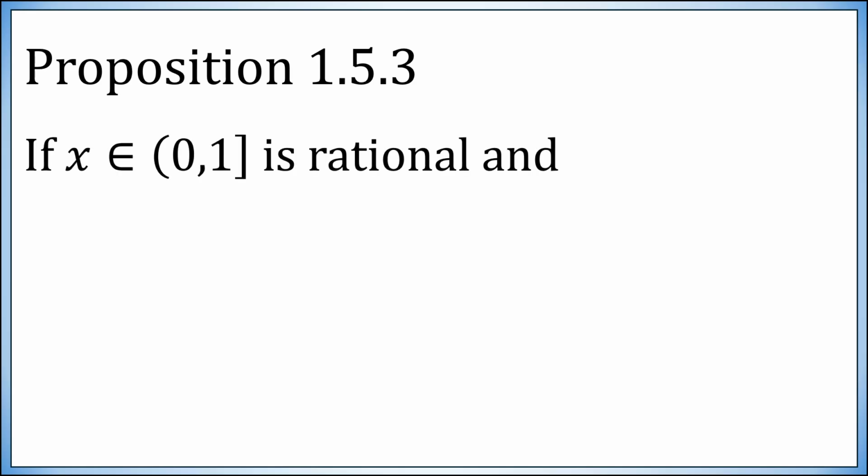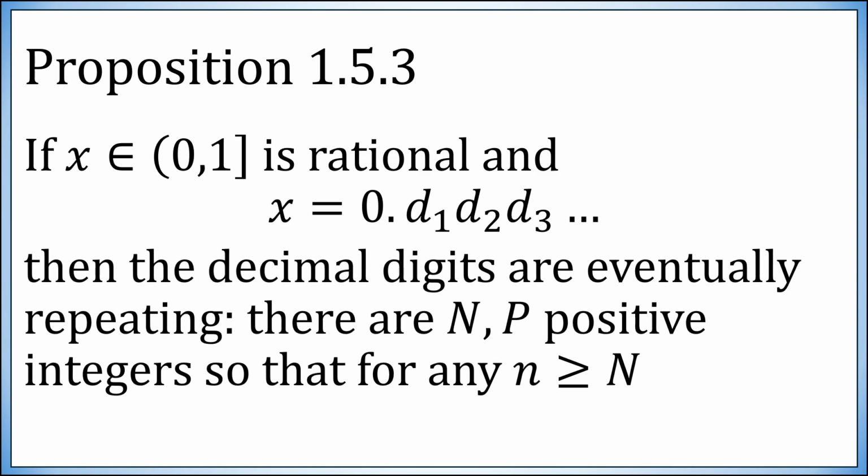Moving right along to Proposition 1.5.3, suppose you have an x between 0 and 1. It's rational. Here's its decimal expansion. Then the decimal digits are eventually repeating. In other words, there's a capital N and a P, so that as long as little n is past capital N, the nth digit is the (n plus p)th digit, and this holds for every index past a certain point. So here's what we mean by eventually repeating. We're not actually claiming that the pattern repeats always, just past a certain point. Go past the capital Nth decimal. After that point, you get a repetitive pattern.